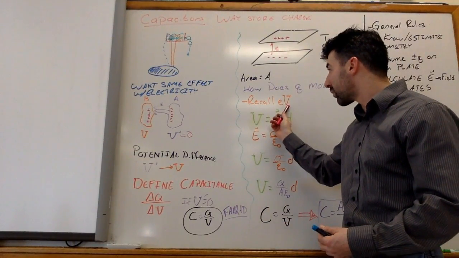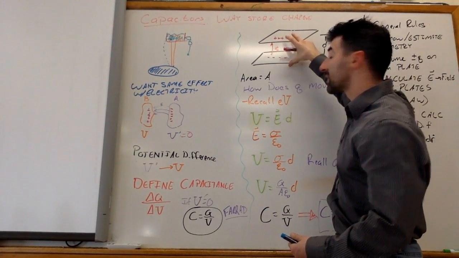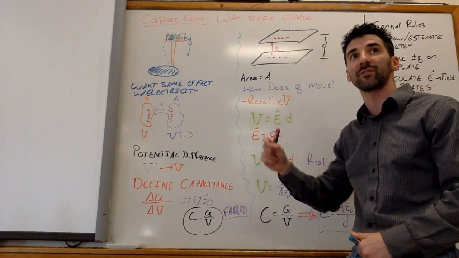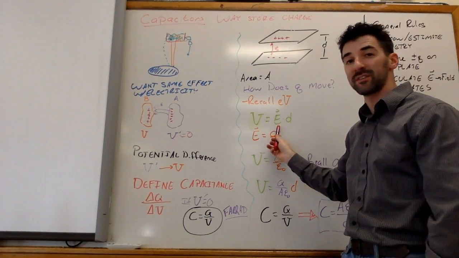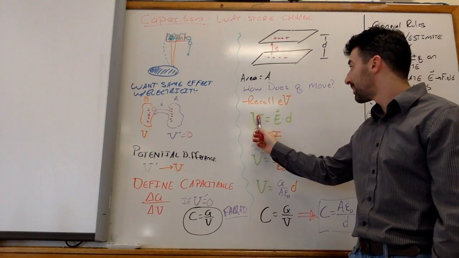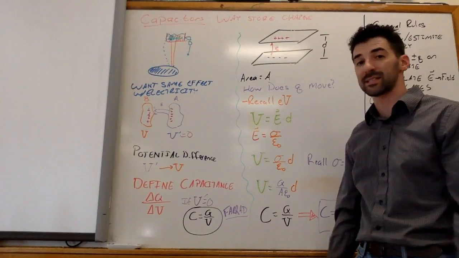So we know that if I apply a voltage to that, if I'm creating a potential difference, I get to move charges. And I know those moving charges are going to give me some electric field. And I have a very simple formula. Potential is equal to the electric field times the distance.